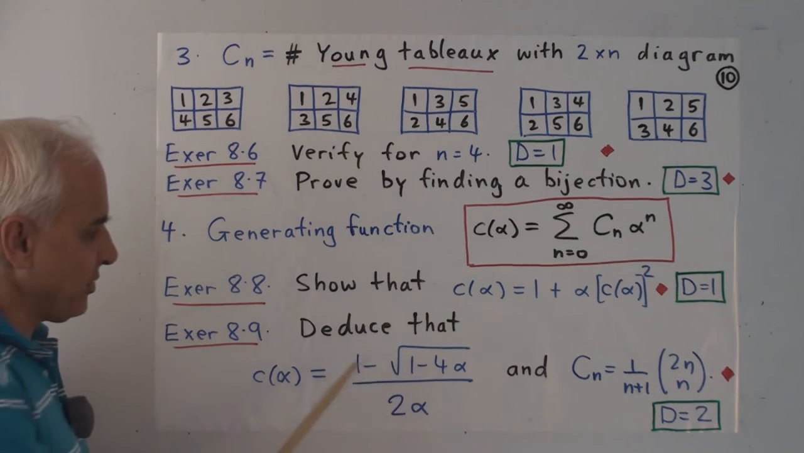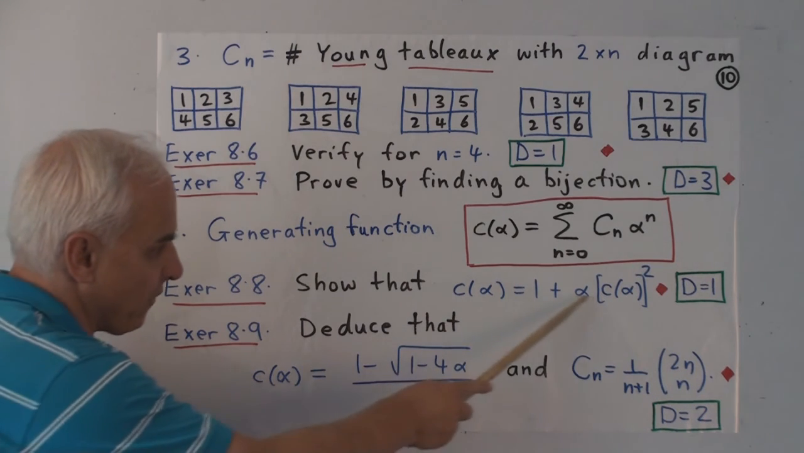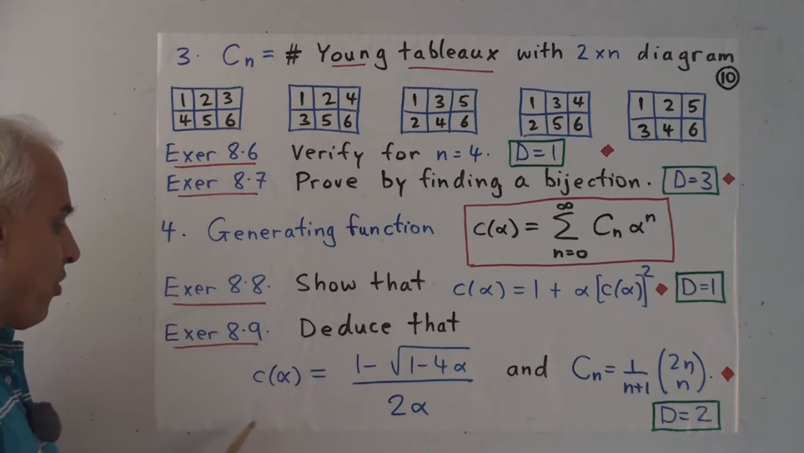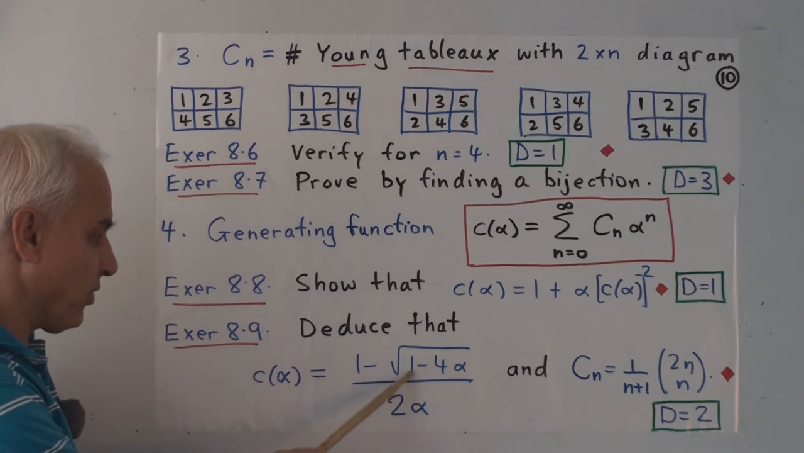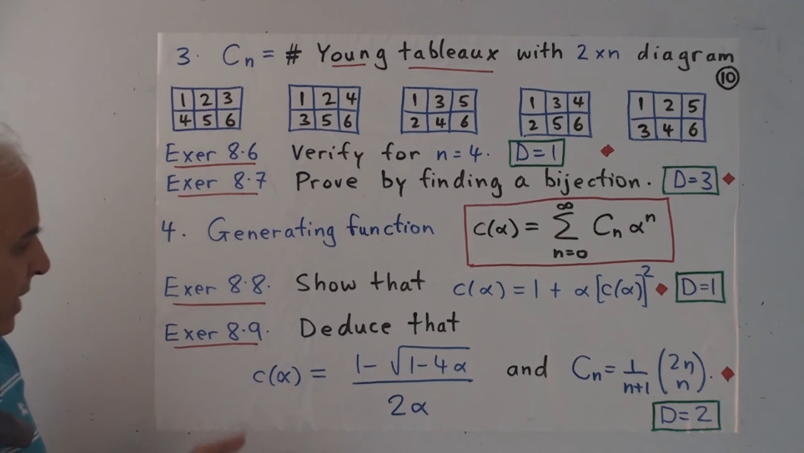From this, we can deduce an interesting and suggestive formula. You can solve for C of alpha, because it's essentially a quadratic equation, to get an expression of the form C of alpha equals 1 minus the square root of 1 minus 4 alpha, over 2 alpha.